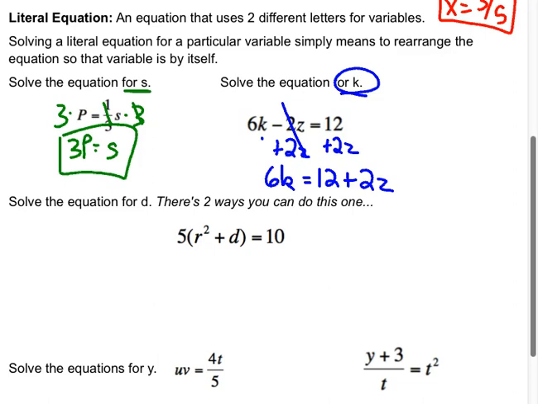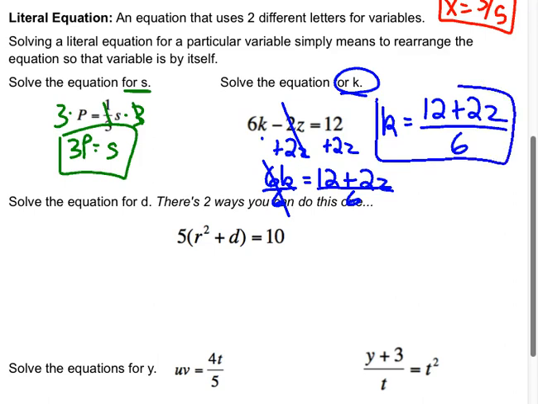All right, well, we're close. Now I have that 6 multiplying my k. So again, I'm going to cover some of these words. So naturally, I have to divide by 6. So 12 plus 2z over 6. So this is a legitimate answer.